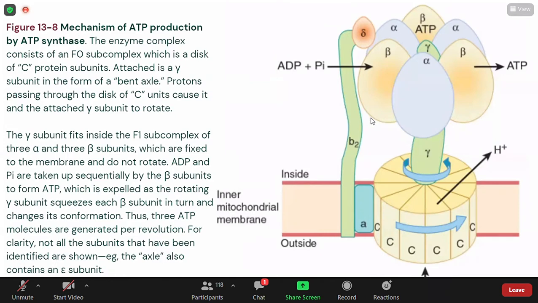So this is now your F protein. This is the inside and this is the outside. This is your F protein. So this is the F0, outside, and this is the Fi. The Fi is where you have your ATP synthase.